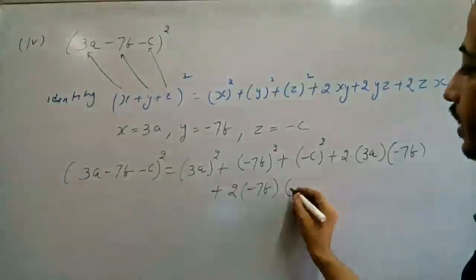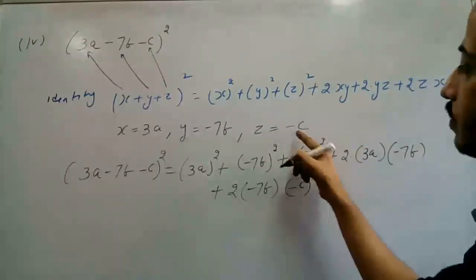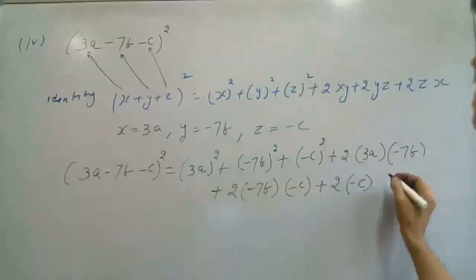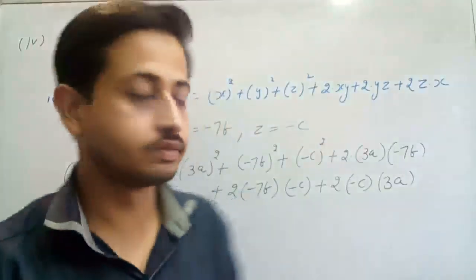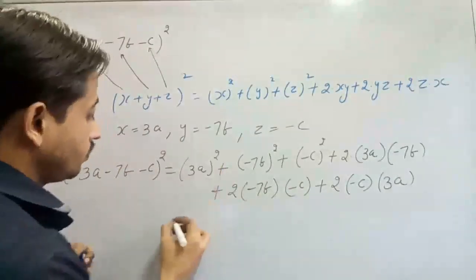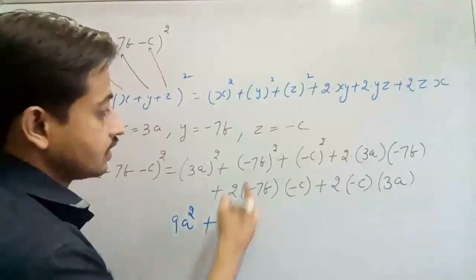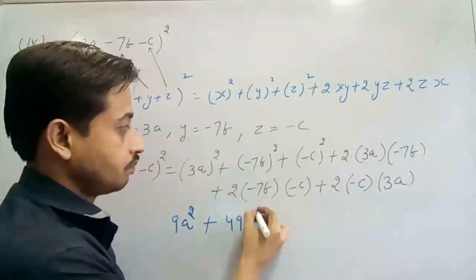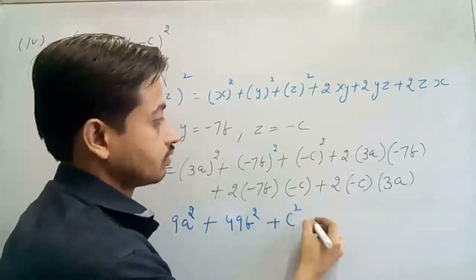Z is what? Minus c plus 2 into z. Z is minus c. X. X is what? 3a. Now please solve this. 3 into 3 we get 9. A into a, a square. Plus minus 7 into minus 7, 49. B square, minus c we get plus c square.